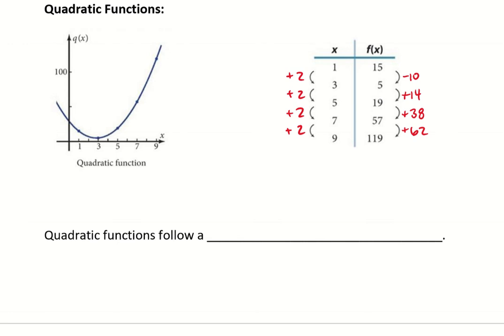But if you look closer at those numbers on the right, negative 10 to 14, there's a difference there. You're adding 24. 14 to 38, you're also adding 24. 38 to 62, that's also plus 24. So you're adding a constant number to the difference. So this is called a constant second difference pattern.